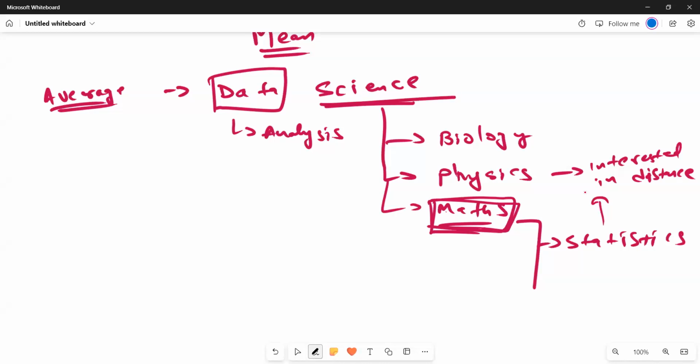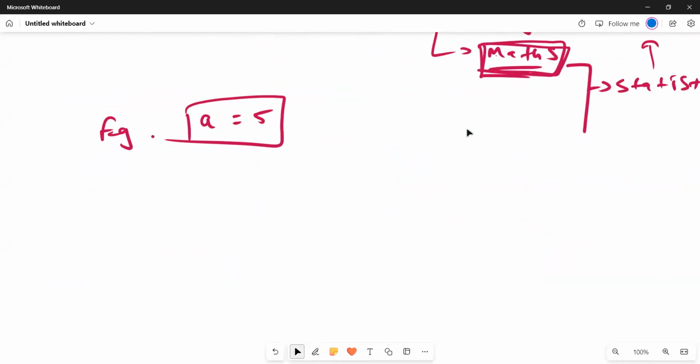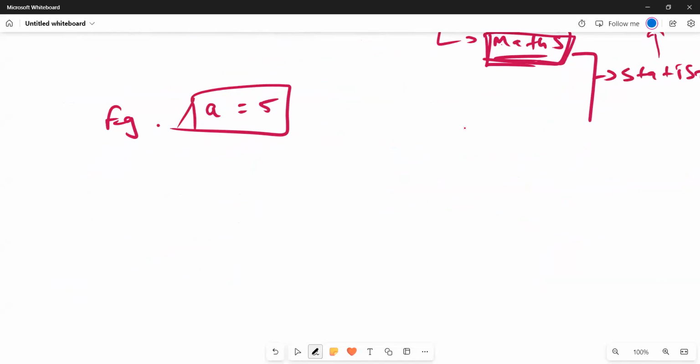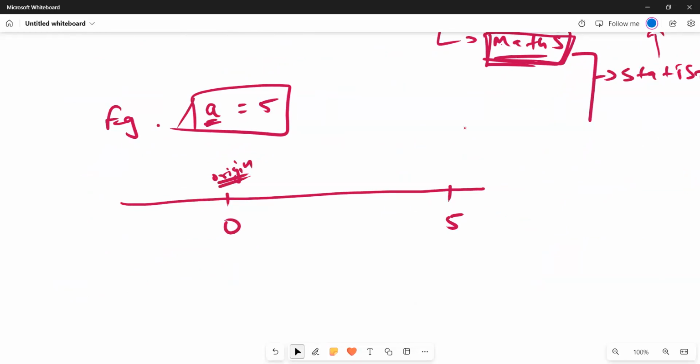Let's say I tell you that there is some variable a whose value is 5. Just an example. What does this basically represent? It represents that on a number line, this variable a is present at 5 units distance from the origin. Origin always lies at 0, 0. I'm sure those of you from a mathematical background completely understand what a Cartesian coordinate system is.